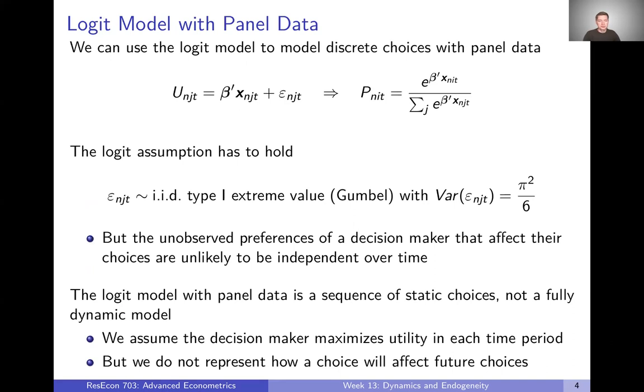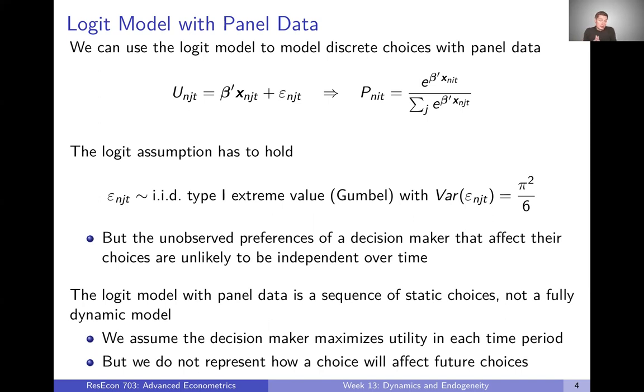But before we get into that, let's just talk about panel data with more of a static model. We talked about this when we talked about the logit model and then the mixed logit model, but I just want to say it again. We can use the logit model to model discrete choices over time with panel data. We just add a time dimension to both our random utility model and to our choice probabilities, as we have here. One issue is that the logit assumption has to hold. So those epsilons, the unobserved or random utility, have to be IID type 1 extreme value.